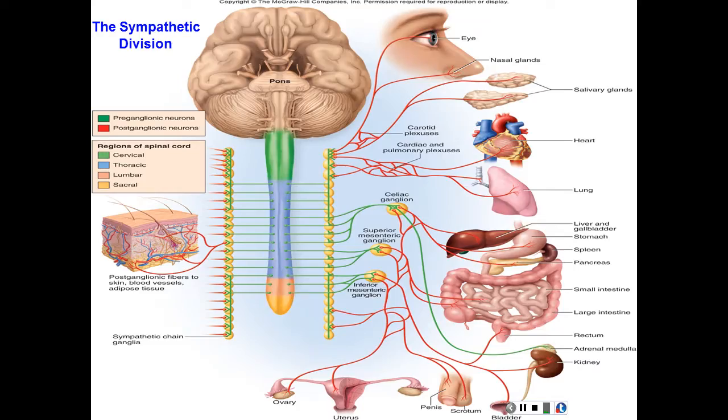And generally, the head receives the sympathetic output from spinal cord segment T1, the neck from T2, the thoracic and upper limbs from T3 to T6, the abdominal from T7 to T11, and the lower limbs from T12 to L2. So here we have different divisions.